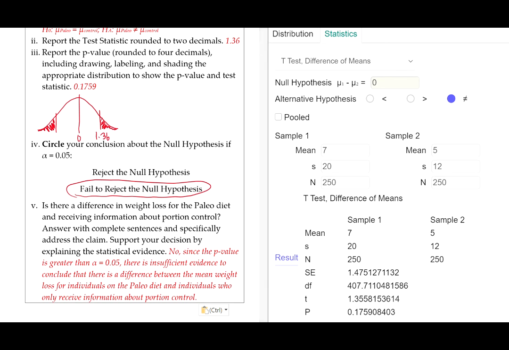It would be written something like this. No, since the p-value is greater than alpha equals 0.05, there is insufficient evidence to conclude that there's a difference between the mean weight loss for individuals on the paleo diet and individuals who only receive information about portion control.